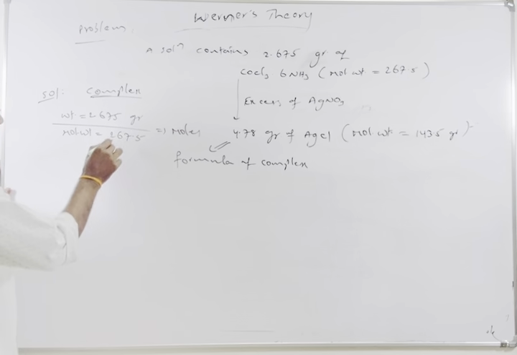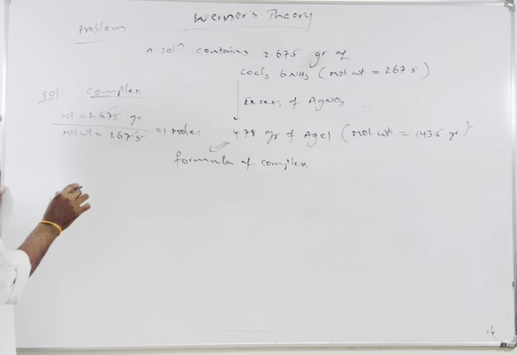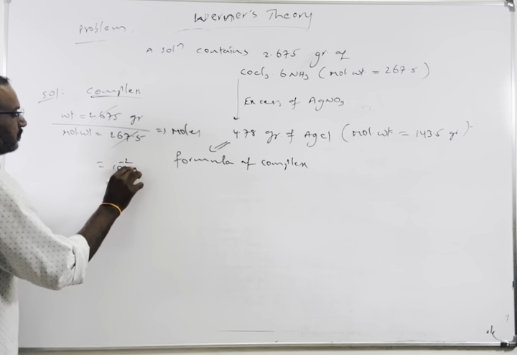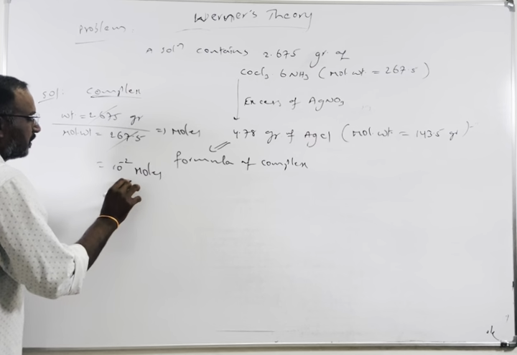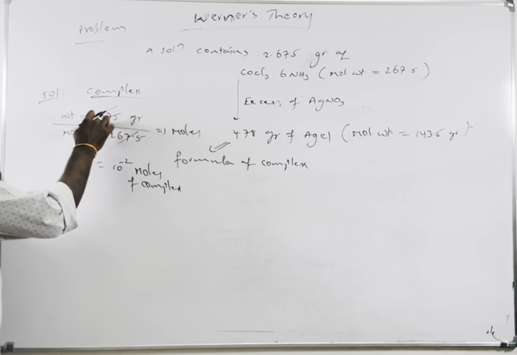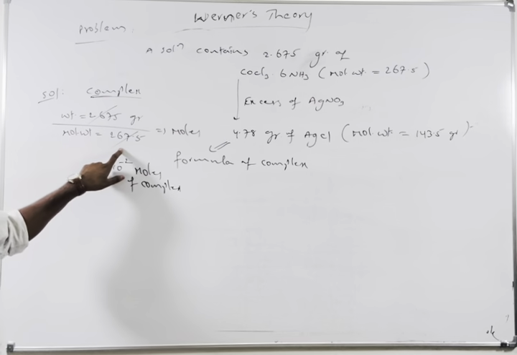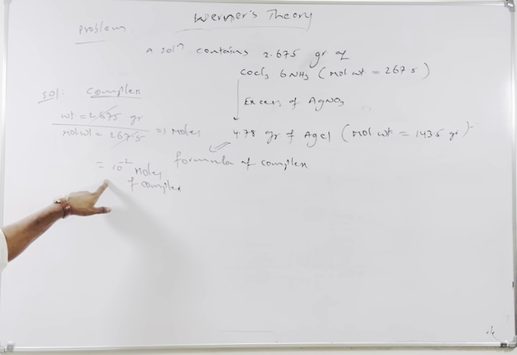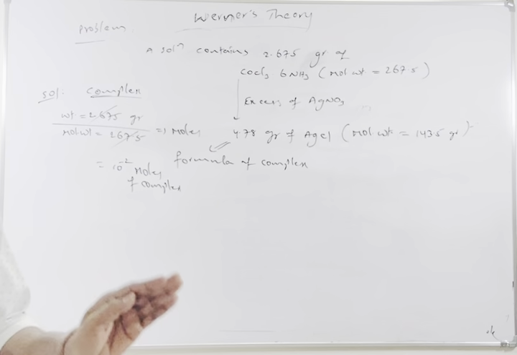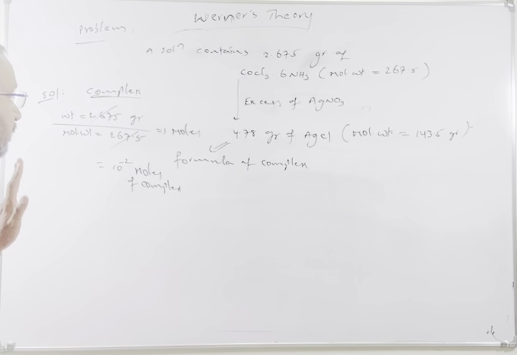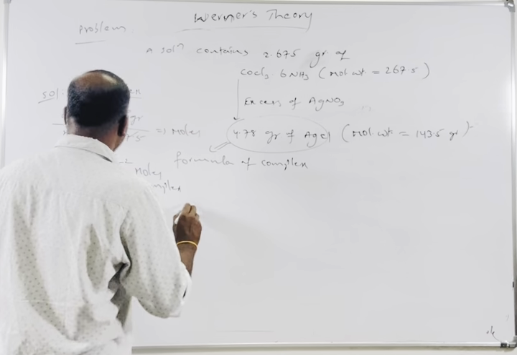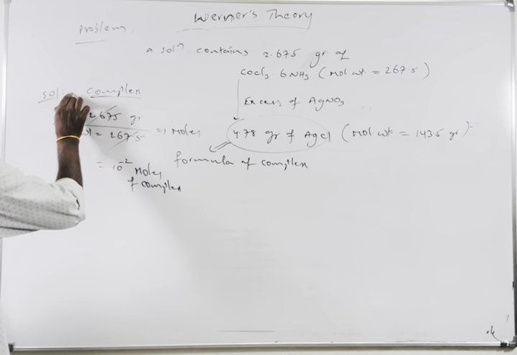If I divide this, I will get 10 power of minus 2 moles of complex, because 2.67 by 267 means 1 by 100. 1 by 100 you can write as 10 power of minus 2 moles. The complex moles here is 10 power of minus 2. And let me calculate this amount also into moles. So this is the first one.